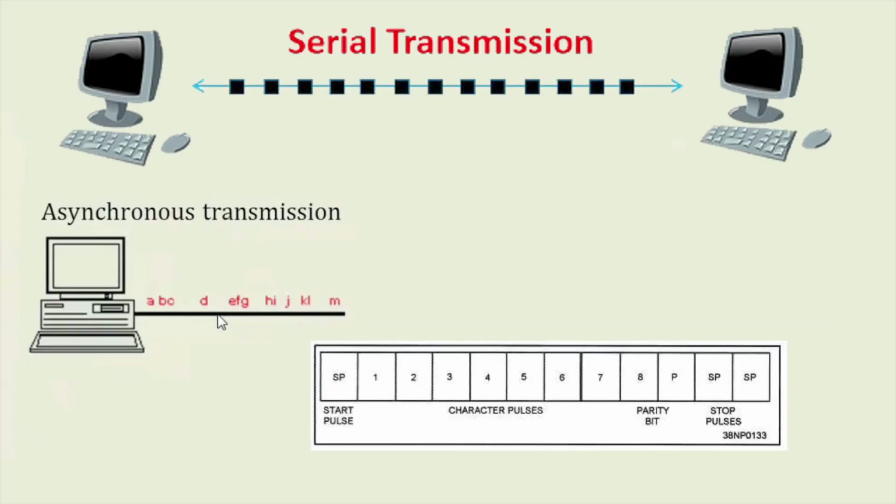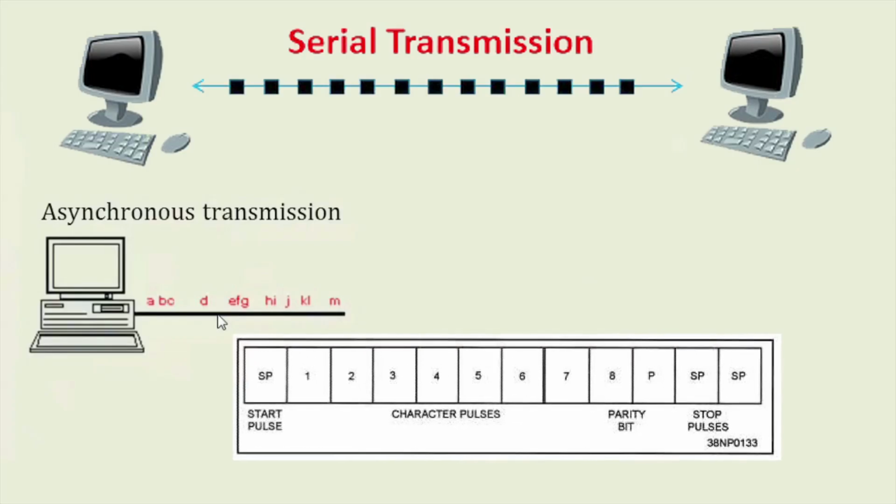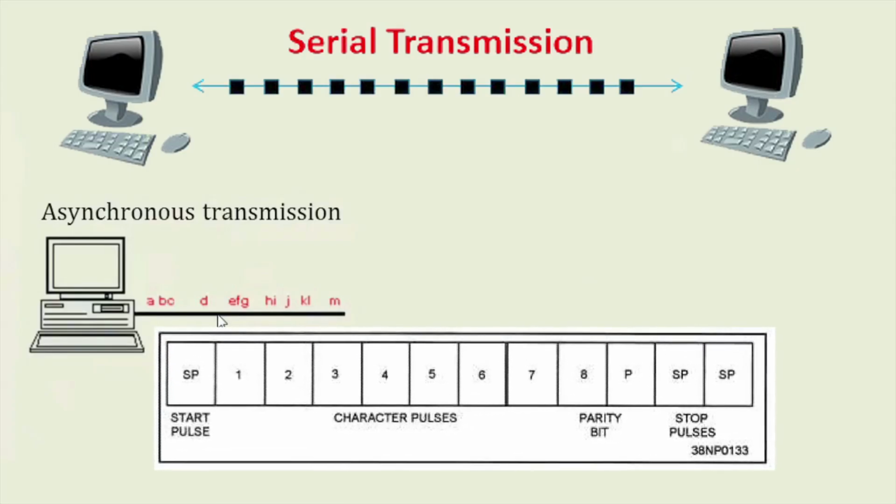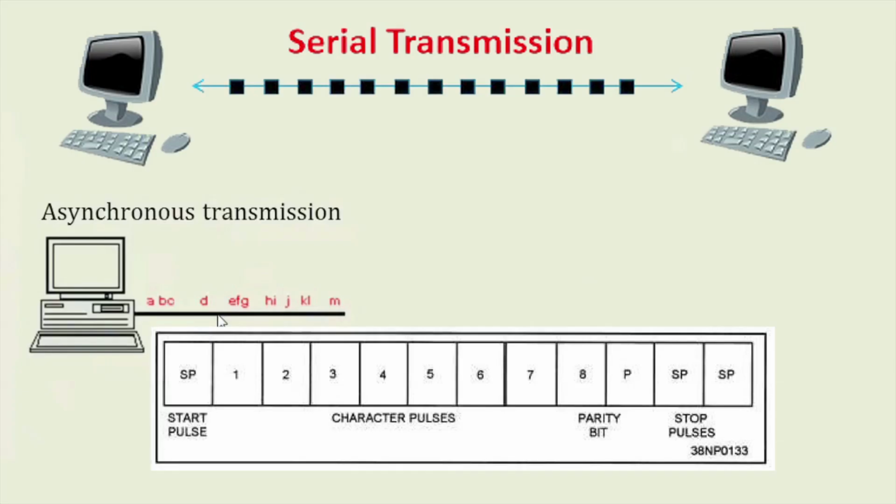Now this diagram explains how asynchronous transmission takes place. Just notice one point: when you are sending data from one to another, the receiver and sender have to be in tune with each other. Whatever data is being sent has to be received as it is by the receiver. It should be received correctly, and for that there is a kind of synchronization mechanism. Start bit and stop bit are basically used for the synchronization mechanism.